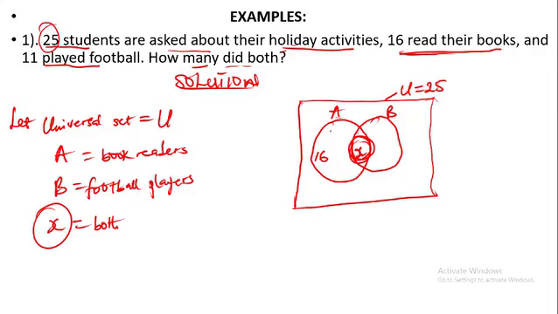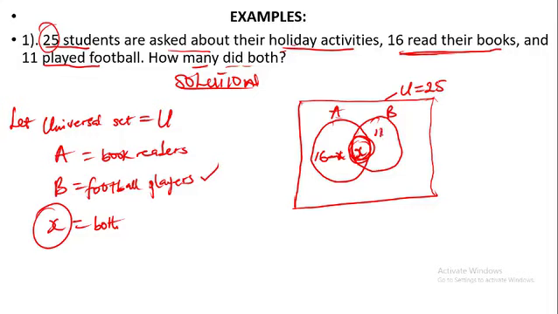16 students. But already there is an X, and we don't know the value of X. So what do we do? We subtract X from 16, so that we get the actual value of those who only read their books. Is that correct?